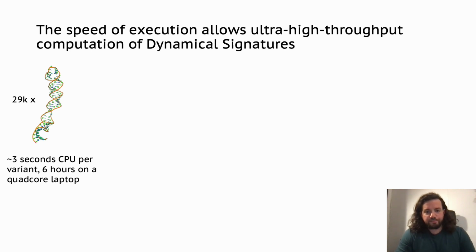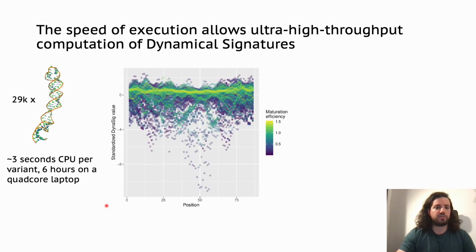One of the reasons why we're using coarse-grained normal mode analysis is because it's very, very fast. It's a fast way to study structural dynamics at the 3D level. For example, for our 29,000 variants, it takes 3 seconds CPU per variant to compute the full dynamical signatures, so around 6 hours for the full data set on a quad-core modern laptop.